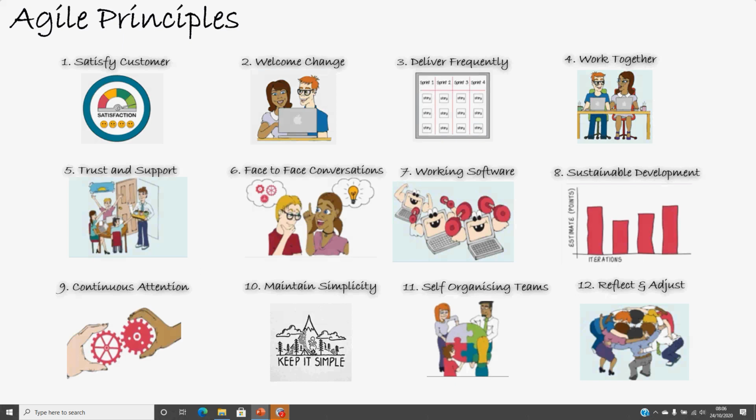And then the final one is reflect and adjust. Now there are two rituals in Agile. One is called sprint review.